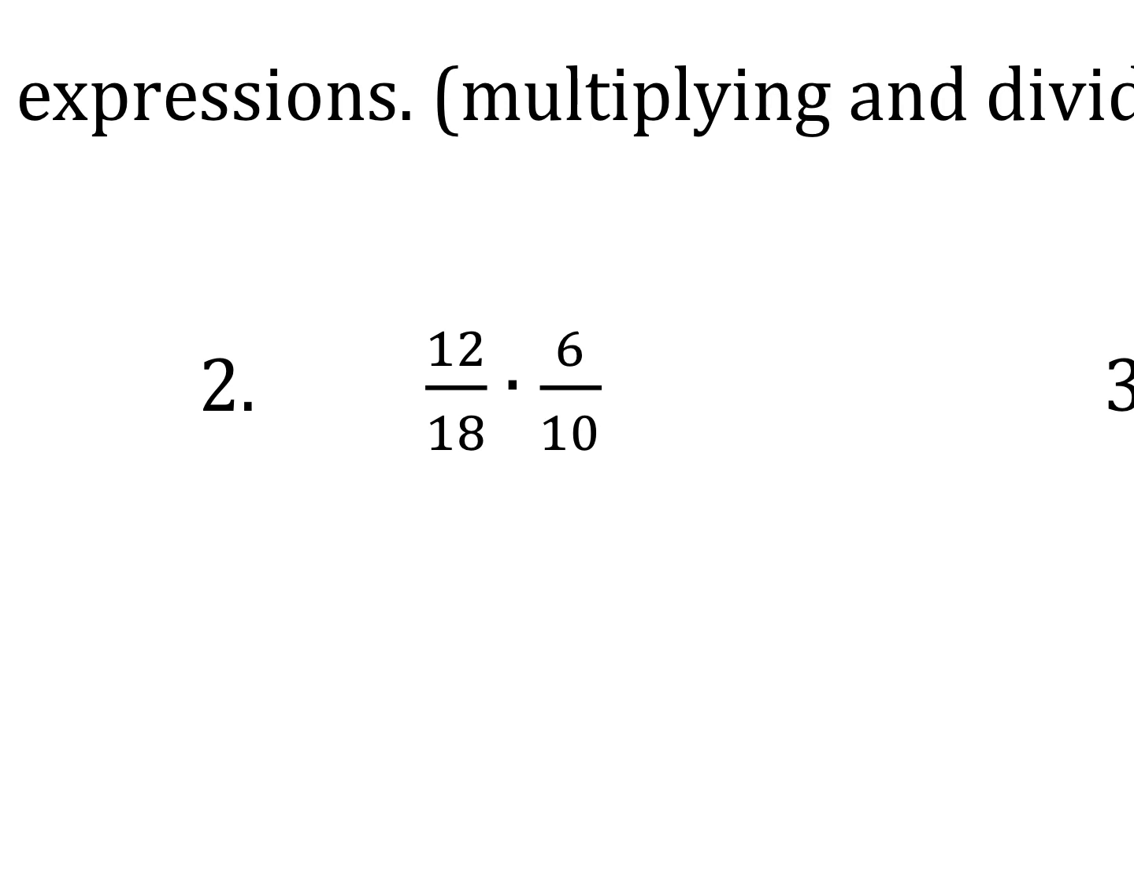Well, let's use different colors here. I want to do the 18 and 6. I can go diagonal or vertical. I'm going to go diagonal here. What number goes into 6 and 18 nicely? 6, right? So 6 goes into 6 once, 6 goes into 18 3 times.